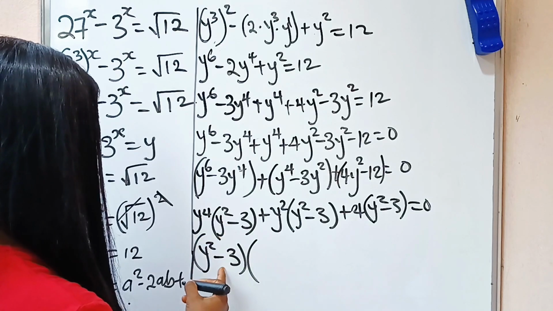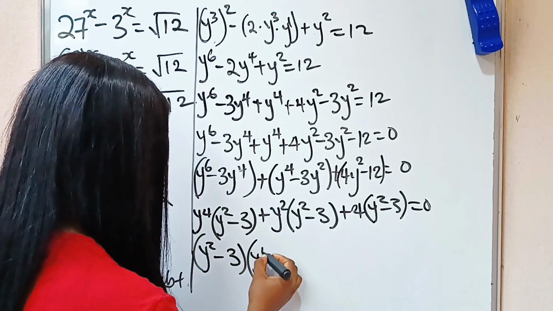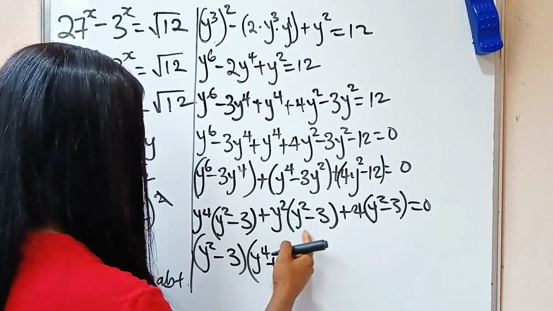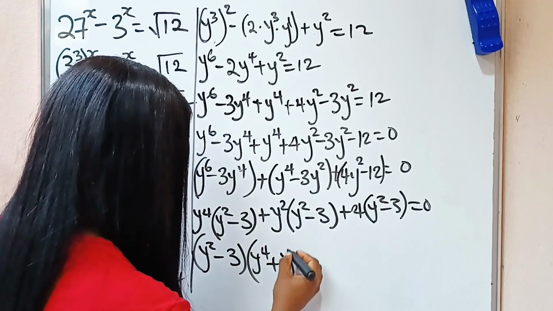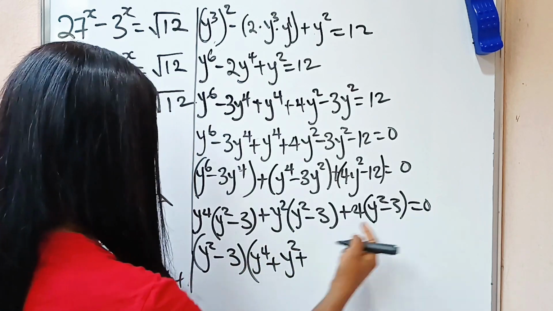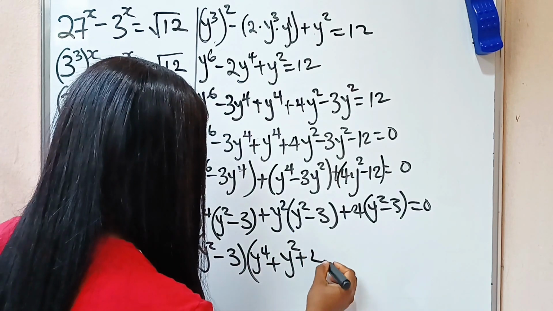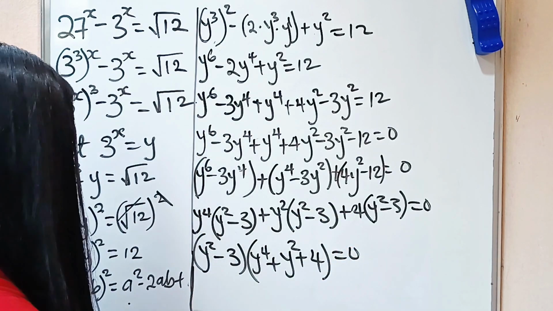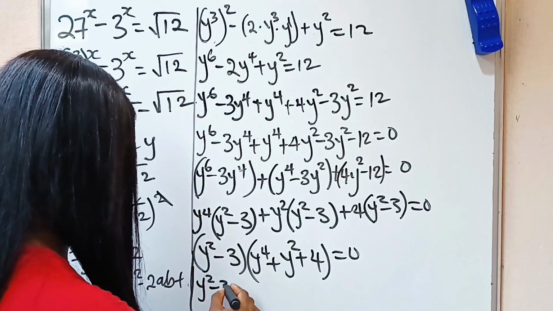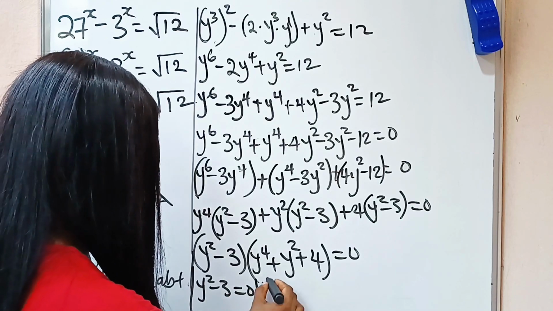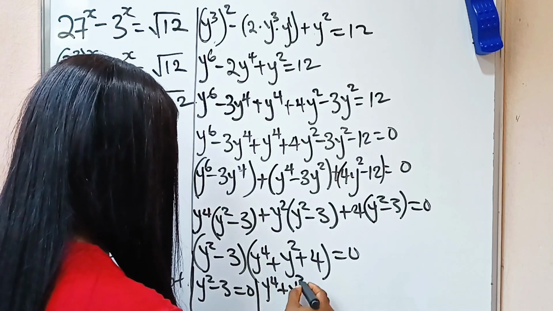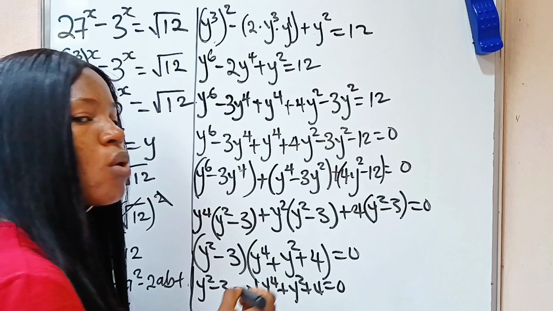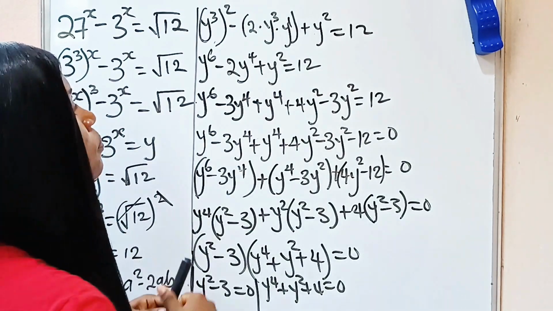Then when this is divided by this, y to the power of 4 will remain, plus when this is divided by this, y squared will remain, plus when this is divided by this, 4 will remain, is equal to 0. Now this simply means that y squared minus 3 is equal to 0, and y to the power of 4 plus y squared plus 4 is also equal to 0.